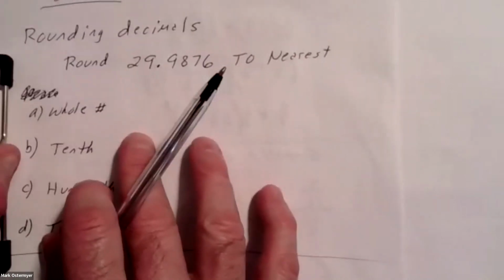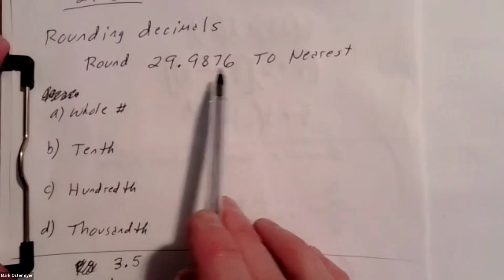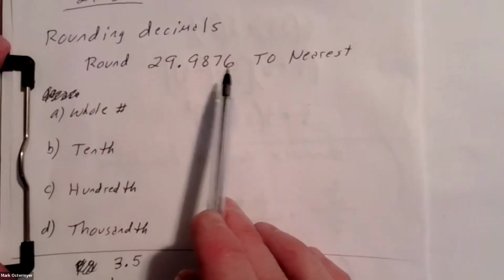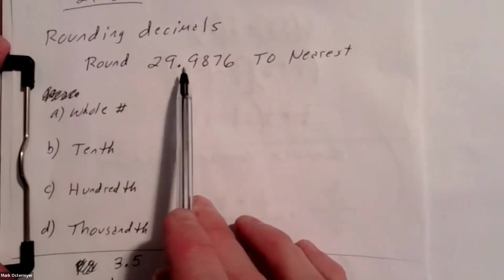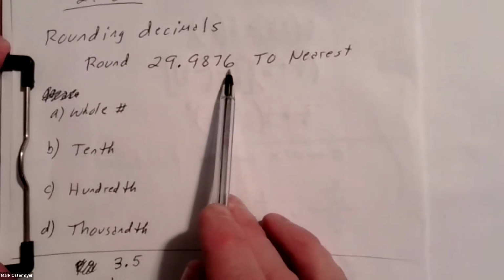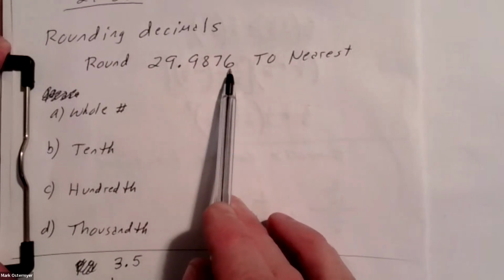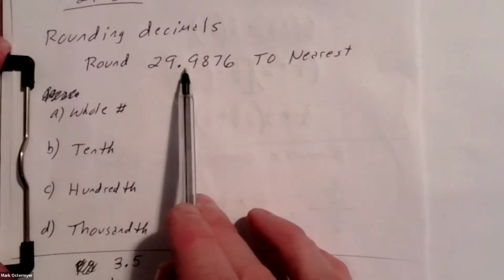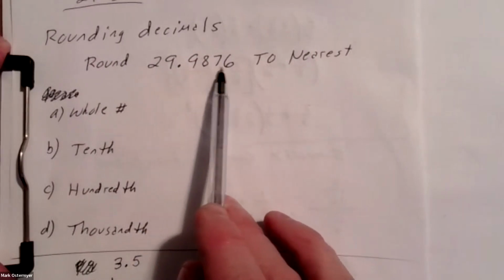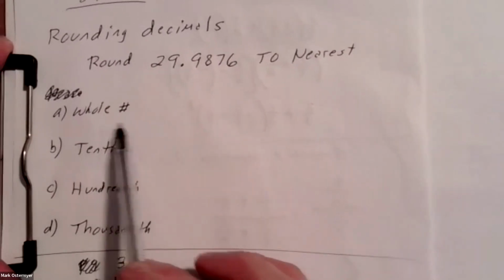All right, so let's take a look at this decimal here, 29.9876. By the way, to read it properly, it would be 29 and 9,876. What place is the 6 in? Tenths, hundredths, thousandths, ten-thousandths. So we would read this as 29 and 9,876 ten-thousandths. We're going to try to round this decimal off to the nearest whole number.